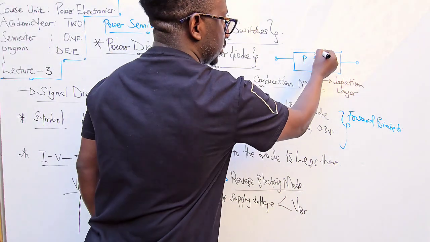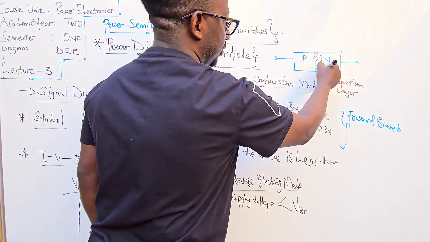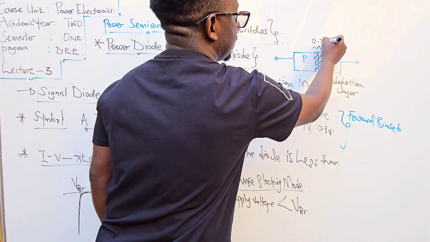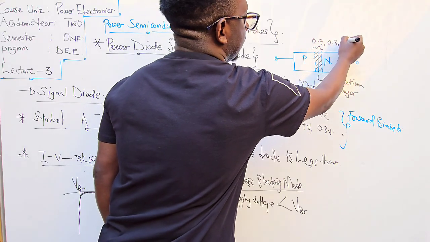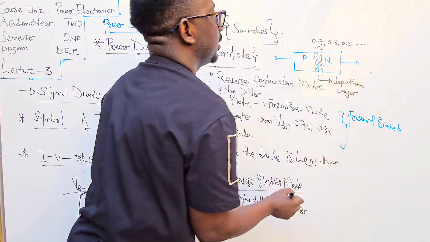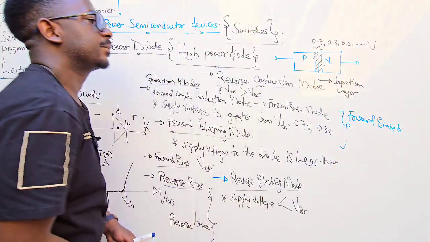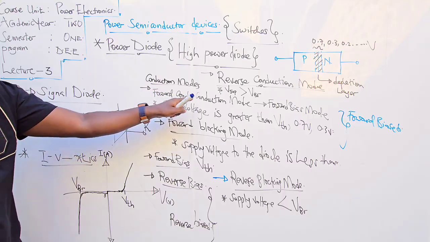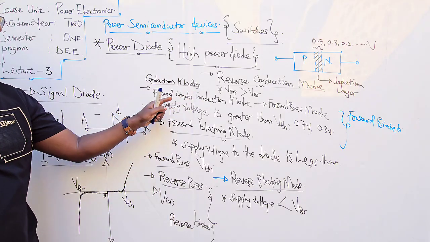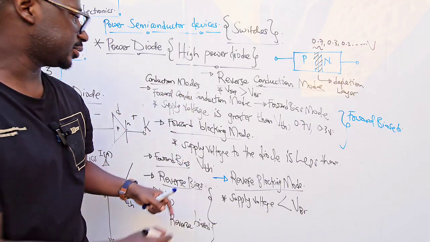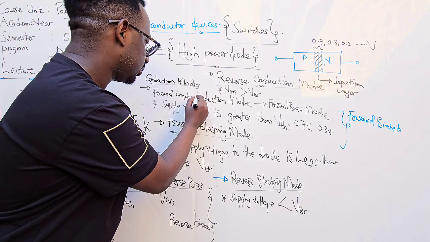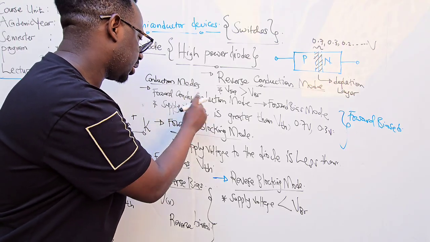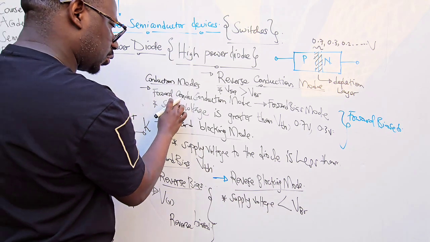So getting back to the topic, the depletion region is what generates the 0.7, 0.3, 0.2 volts that we must first overcome in forward bias configuration to have forward conduction. How did I write the word? Forward conduction.